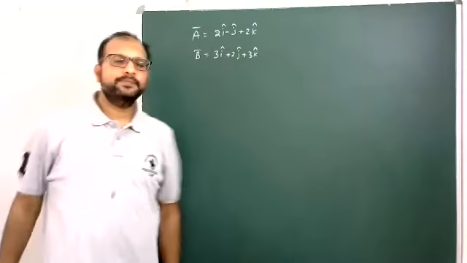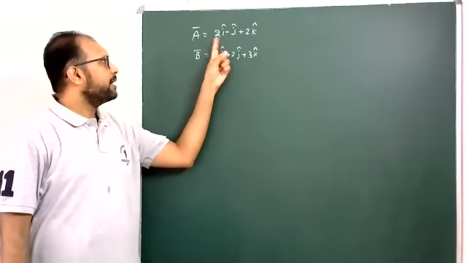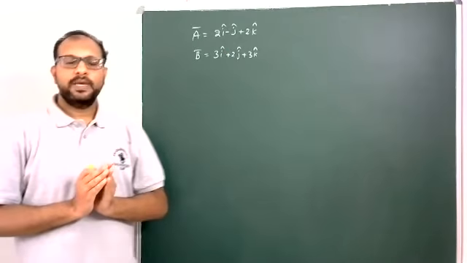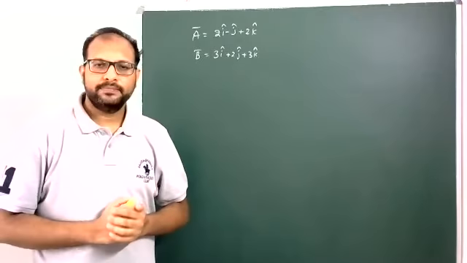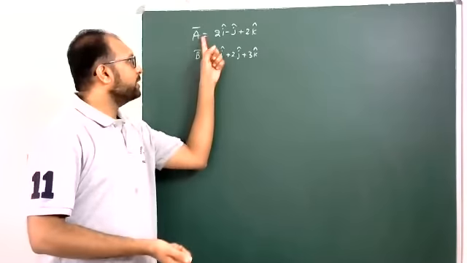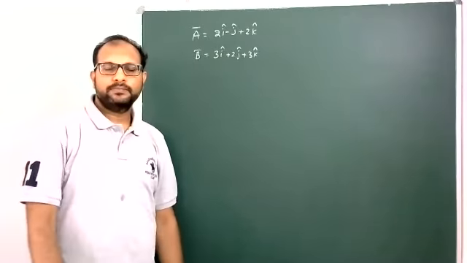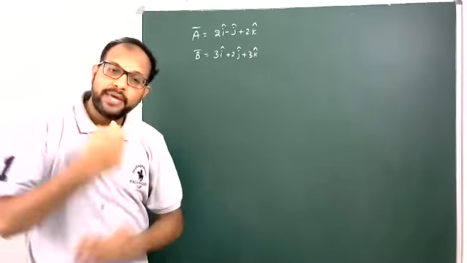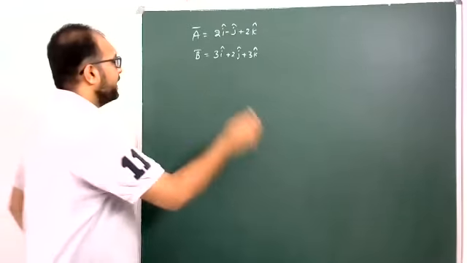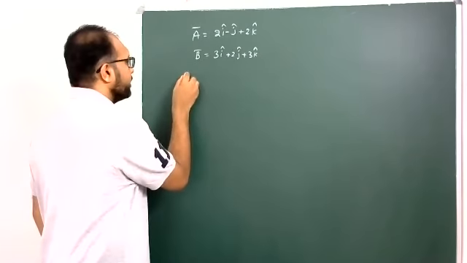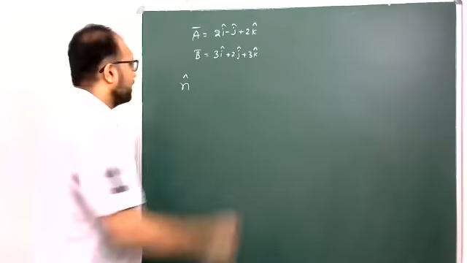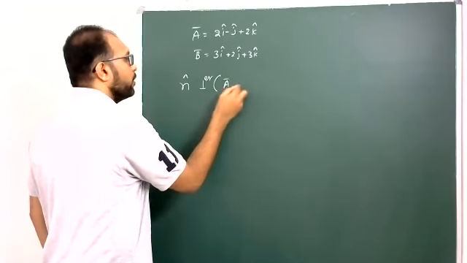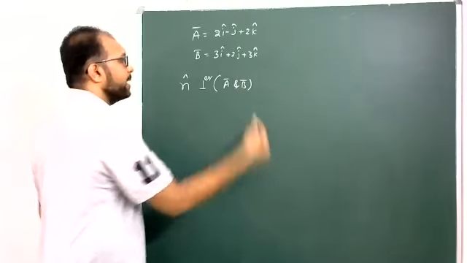Yes, students, now problem. Two vectors given, A bar and B bar. Now the target is unit vector perpendicular to both A bar and B bar. Unit vector perpendicular to both A bar and B bar. Our target is one unit vector and it is perpendicular to both A bar and B bar.